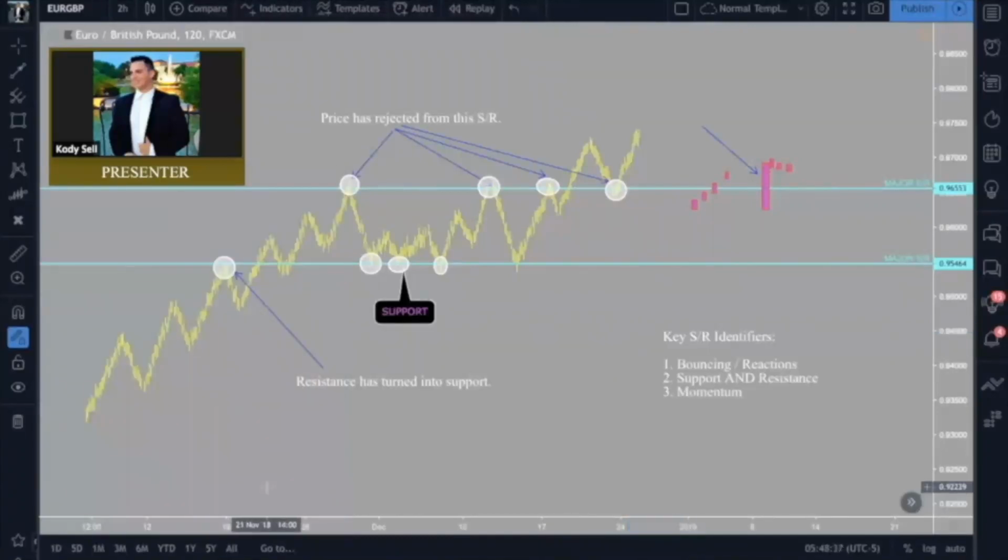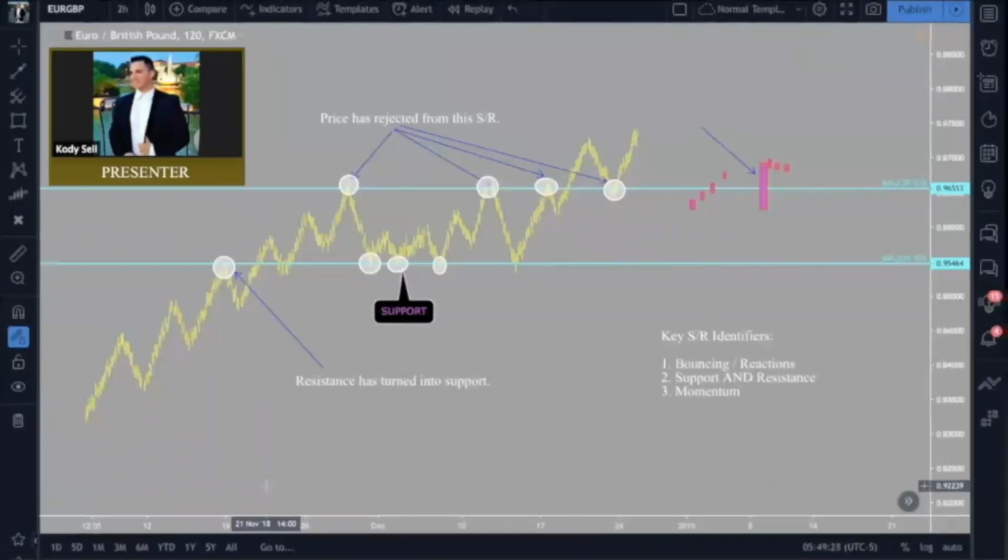Now, there are many other techniques that can be used to help identify significant support and resistance levels in the financial market. However, they are advanced and outside the scope of these lessons. They will be covered at a later time in the education platform. But for the focus of this video, the key identifiers are reactions and bouncing, support and resistance, and momentum. So now that we've got this conceptual basis and understanding, and we've taken notes on what we're going to be looking for, we can switch back over to the markets and identify how this really works.